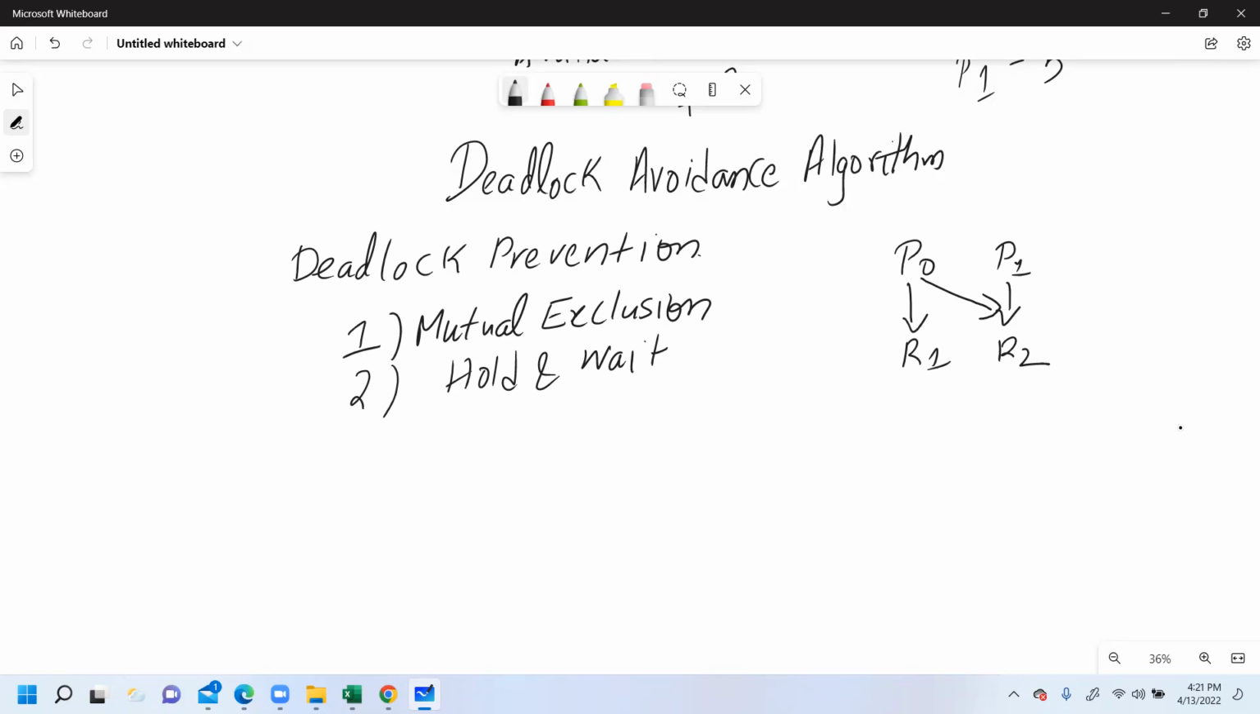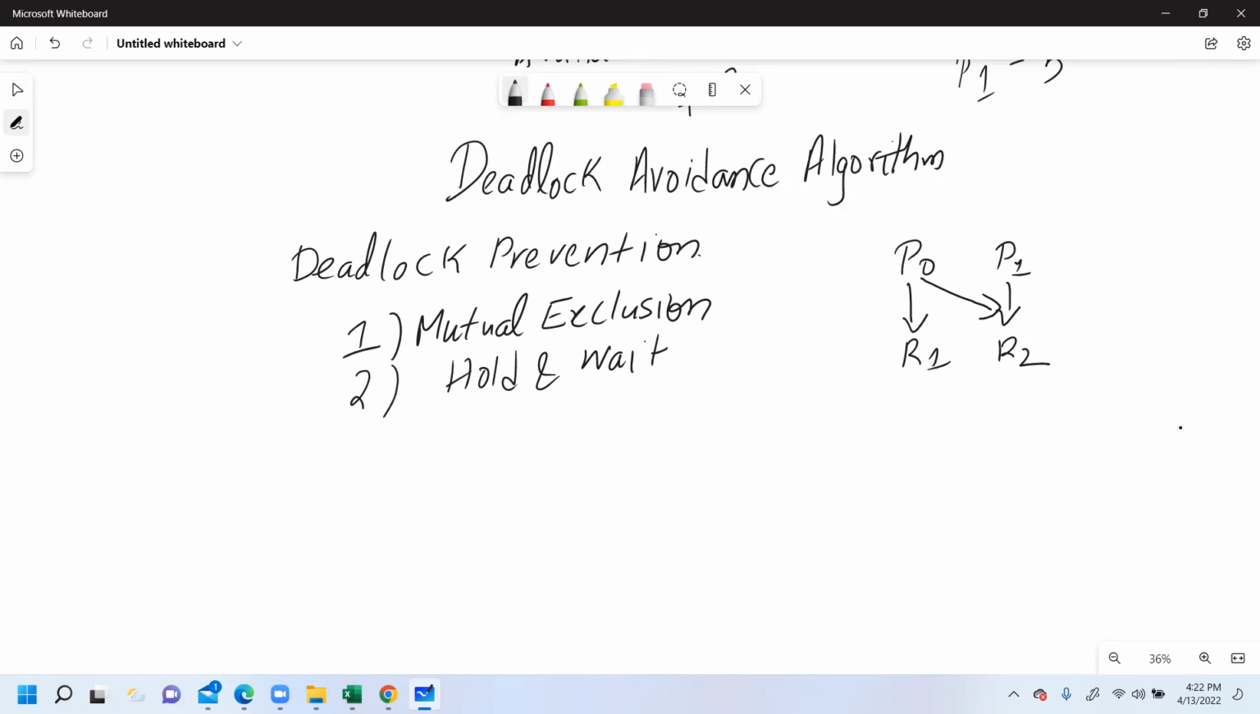And of course, the mutual exclusion property says that I cannot give you R2 because I'm holding R2. I cannot share, right? If the mutual exclusion property is violated, then P0 also can hold R2 at the same point of time. So I don't care, you also can work on it.